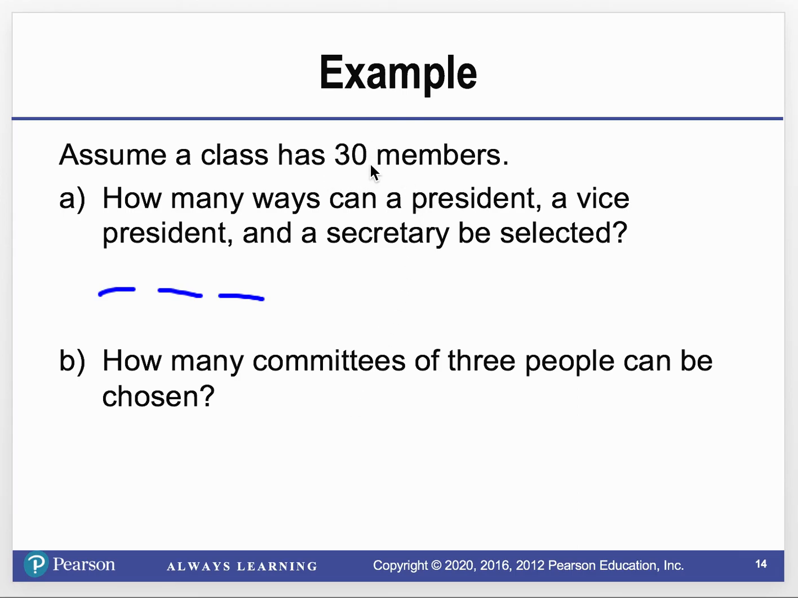But this time there's 30 members in this class, so any one of 30 can be selected to be president. But once you've selected one of them to be president, he no longer can also be vice president. So there's only 29 people that could be vice president, and then once you've filled those 2 positions, there's only 28 people left that could hold the secretary position. 30 times 29 times 28 is 24,360.